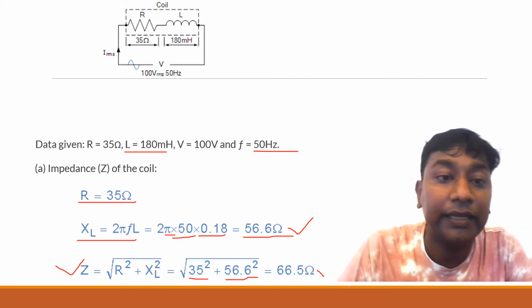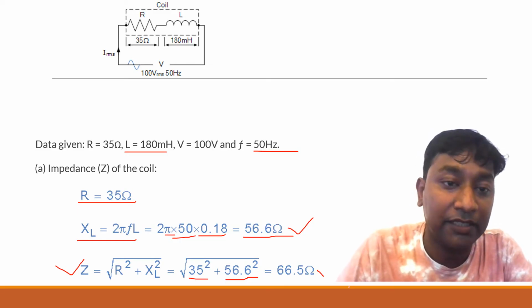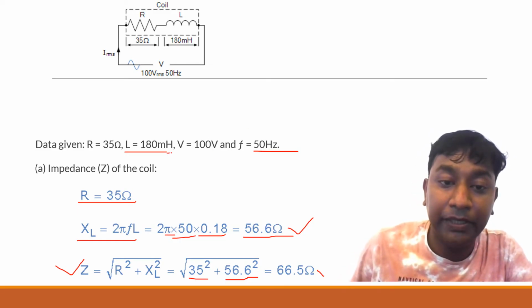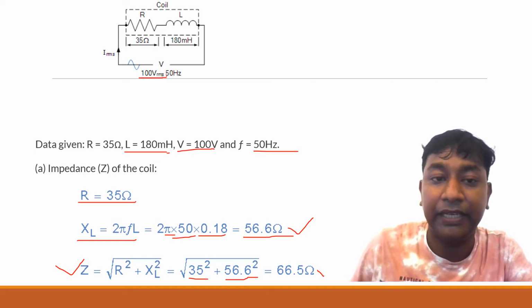After the impedance of the coil, next we will find out the IRMS. Okay, so here the voltage that is given is the RMS voltage. Here I mentioned VRMS. Okay.